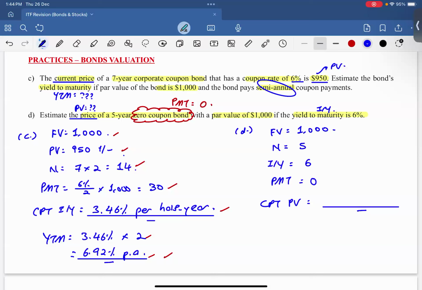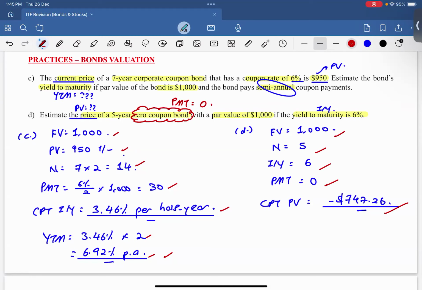So let me calculate and see what answer you will be able to get. 1,000 FV, 5 N, 6 IY, 0 PMT, compute PV, you will get 747.26. So that's your answer. 1 mark, 2 mark, 3 mark, 4 mark, 5 mark. 747.26. You will definitely get a negative sign because it's a PV value.